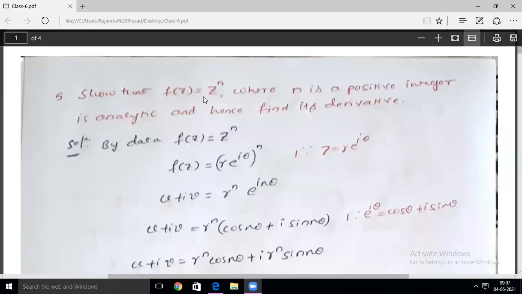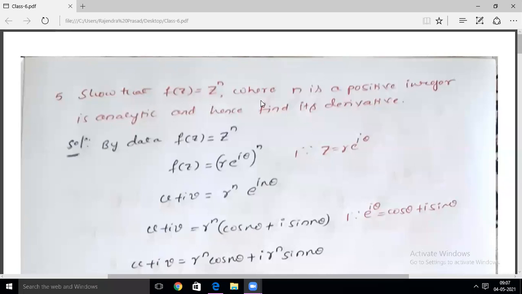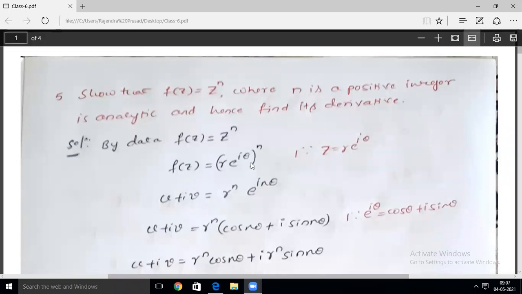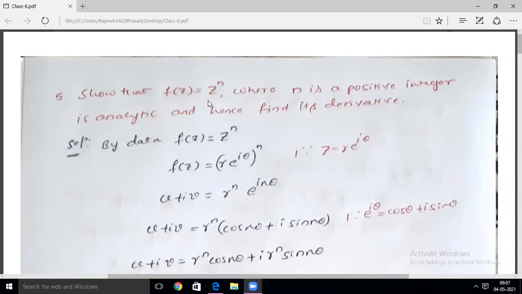So we shall continue with the type 1 problems, right? So now problem number 5. Show that f of z is equal to z power n, where n is a positive integer, is analytic, and hence find its derivative. So f of z is equal to z power n. First part it's very clear.